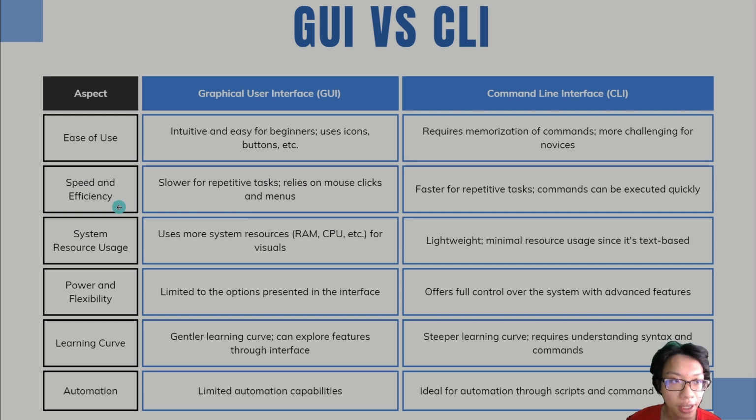The next is speed and efficiency. GUI is slower for repetitive tasks, relying on mouse clicks and menus, as I have talked about with you viewers. The command line interface is faster for repetitive tasks. Commands can be executed quickly by typing on the keyboard.